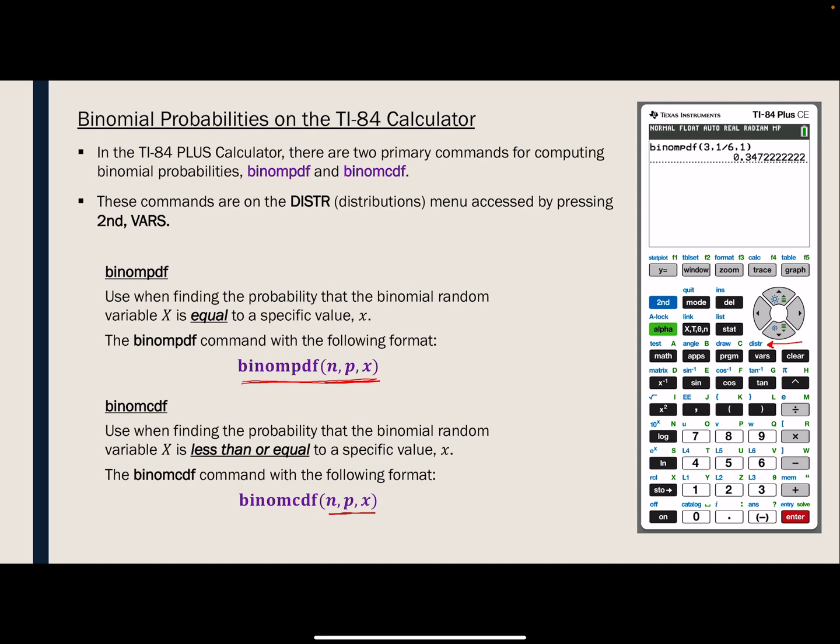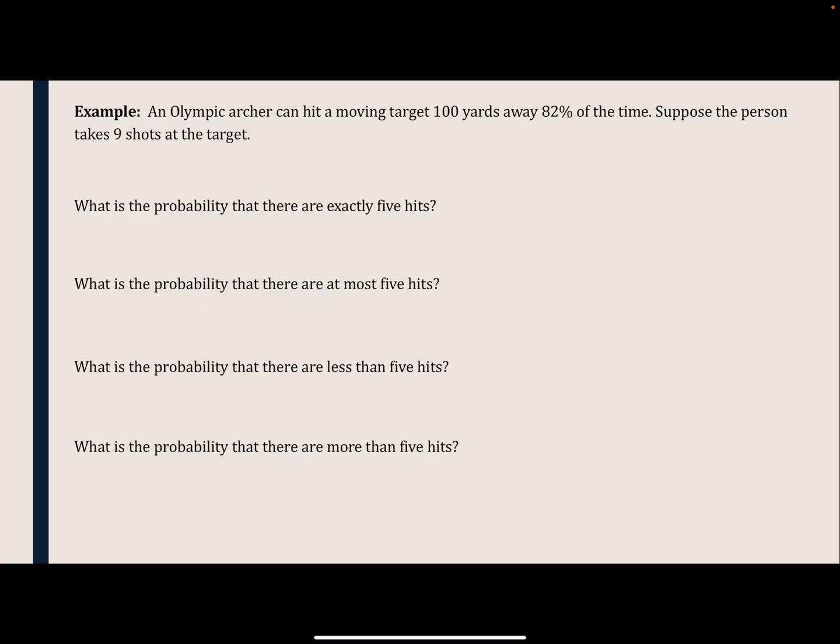All right, let's do an example. So we have an Olympic archer who can hit a moving target 100 yards away 82% of the time. Suppose the person takes 9 shots at the target. So we have a limited number of trials. We have 9 trials. We have only 2 possibilities. They either hit the target or they don't. The probability of hitting the target is 82%, which means that the probability of missing the target is going to be 18%, 1 minus that.